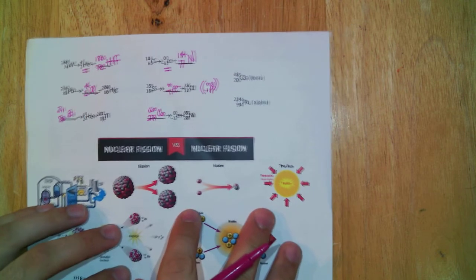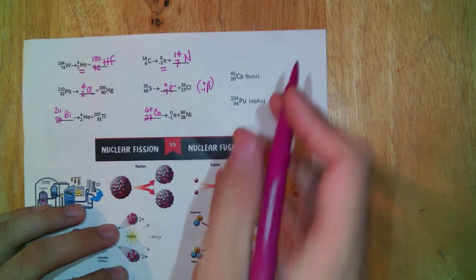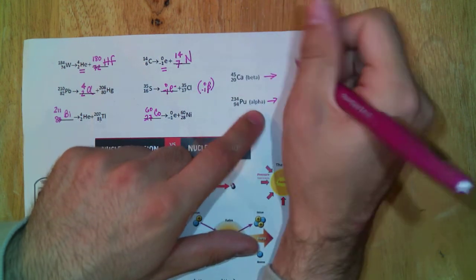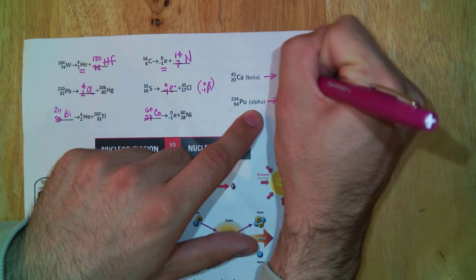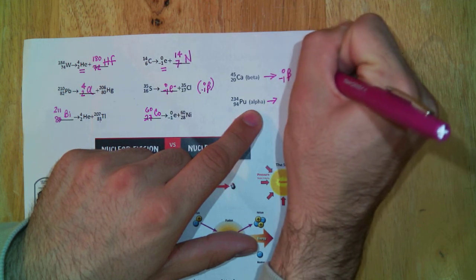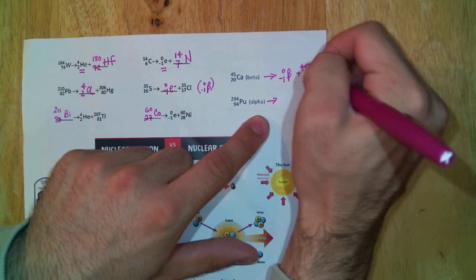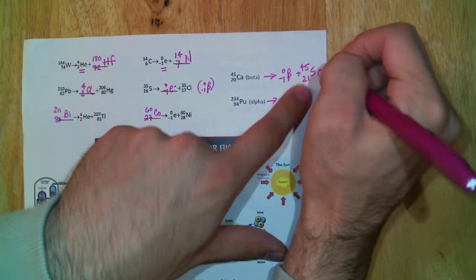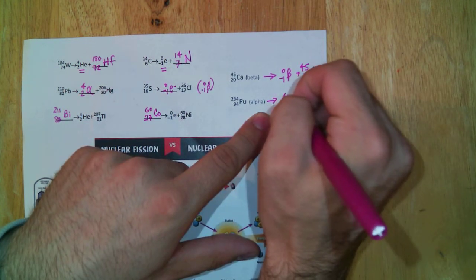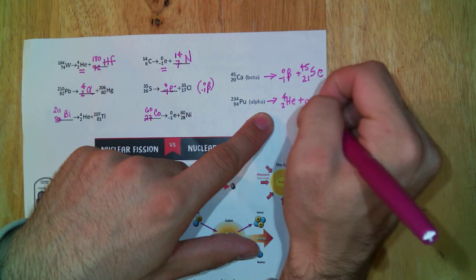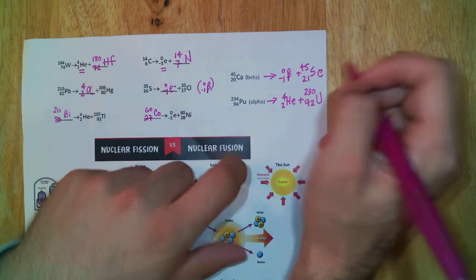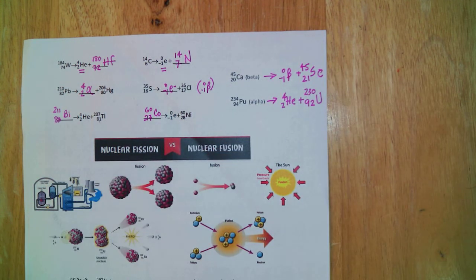The last two here, you're writing out the entire reaction. So calcium-45 is undergoing beta decay to turn into what? Increase the atomic number by 1. Mass number stays the same. What element is number 21? That is scandium. Plutonium-234 is undergoing alpha decay to turn into something. That something is uranium-230. And those are how you complete those.